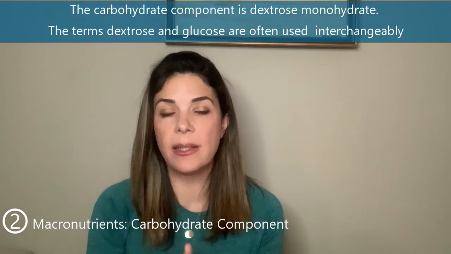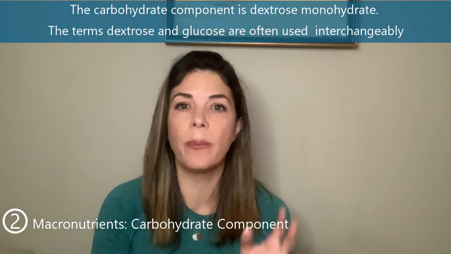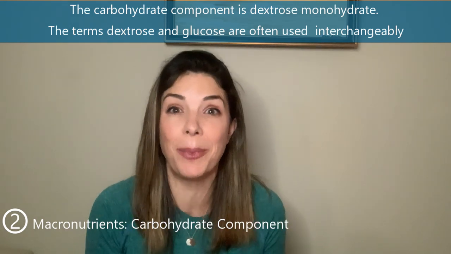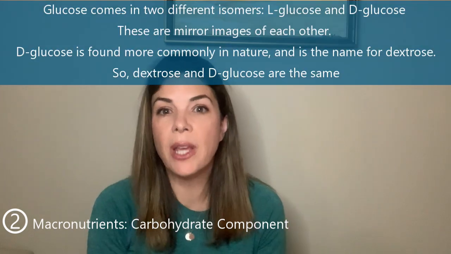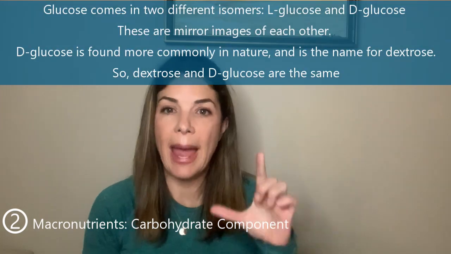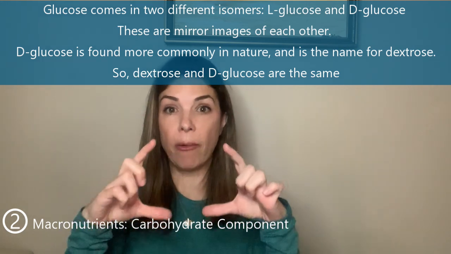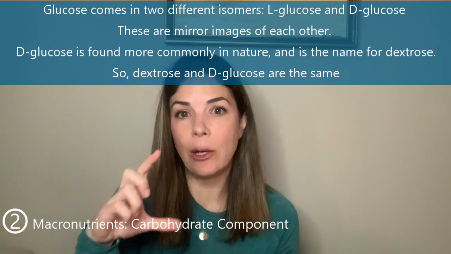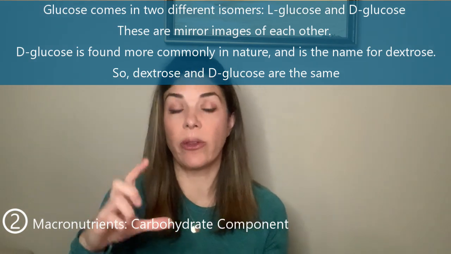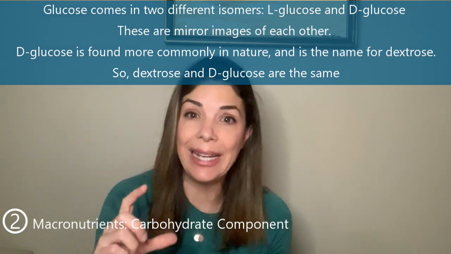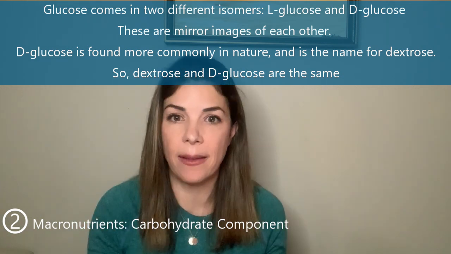By the way, as an aside, in the NICU, we use the terms dextrose and glucose pretty much interchangeably because they pretty much mean the same thing. Glucose comes in 2 different isomers, L-glucose and D-glucose, which are basically mirror images of each other. D-glucose is the same as dextrose and it's found a lot more commonly in nature. So D-glucose and dextrose are exactly the same thing.